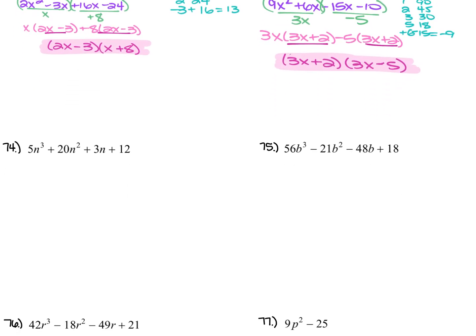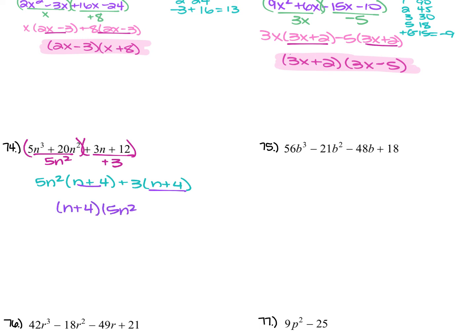For 74, we have 5n cubed plus 20n squared plus 3n plus 12. We're going to factor this one by grouping because we are starting with 4 terms. We're factoring out a 5n squared from the first and a positive 3 from the second. This gives us 5n squared times n plus 4 plus 3 times n plus 4. Your two parentheses are the same, so we're going to rewrite this as n plus 4 times 5n squared plus 3. You cannot factor this any further, so this is your answer.